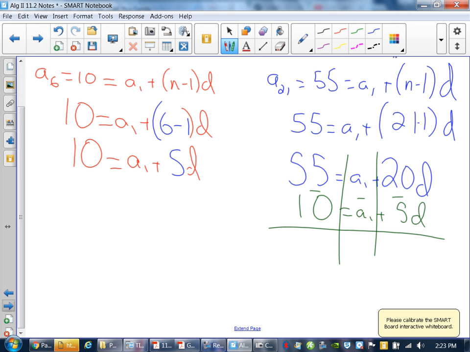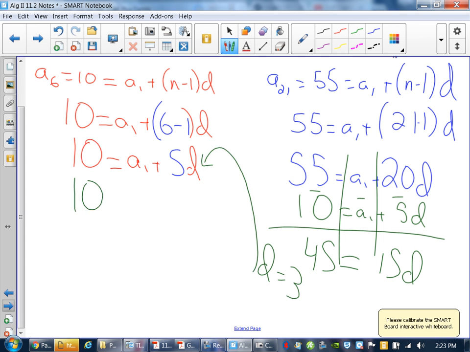Okay. So 55 subtract 10 gets me 45 equals 15. What's my common difference? 3. So if my common difference is 3, my first term is going to be how much?